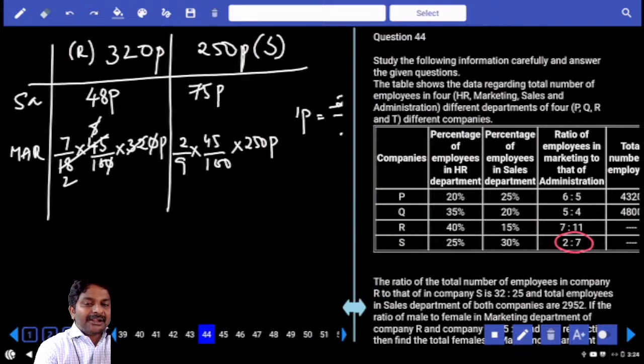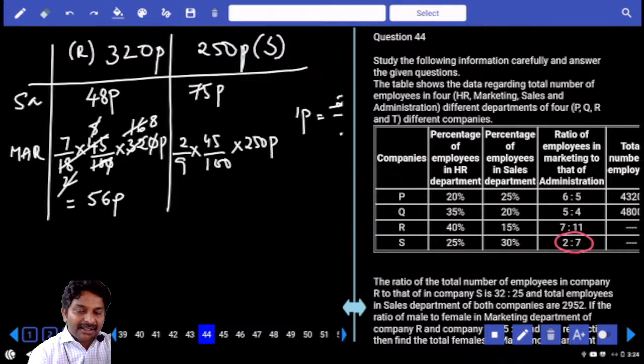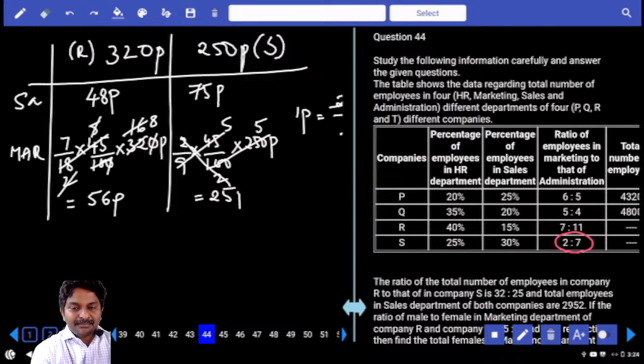5, I'll take 2 from here, we'll have 16, 10 gets cancelled. 2, 8 times, which is equal to 56 parts. Total marketing employees. Like that, let's even calculate it for company S. 50, 2 times, 5 times, 2 gets cancelled, 5 times, 5 into 5, 25 parts.